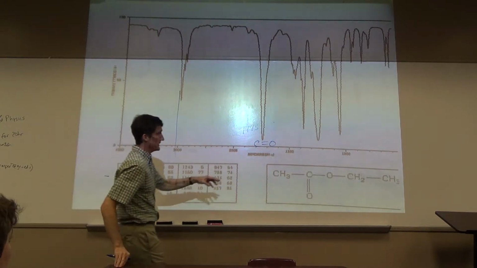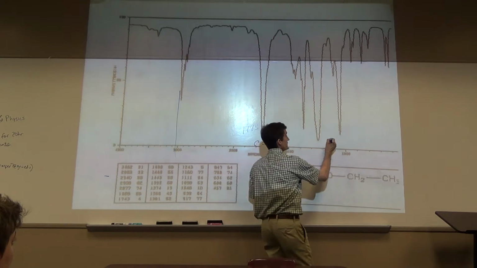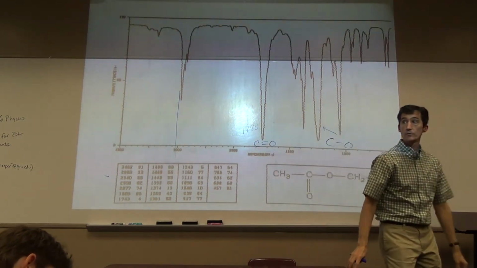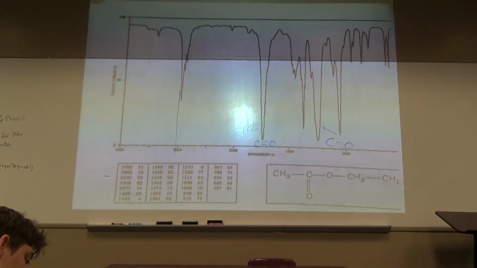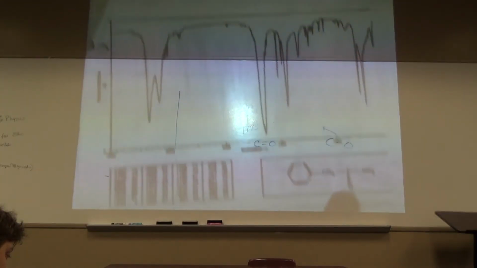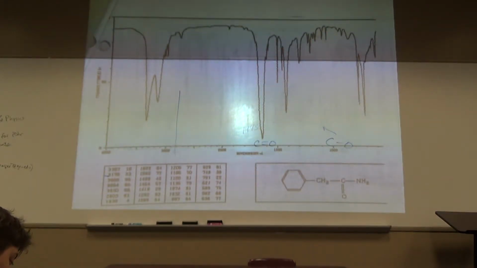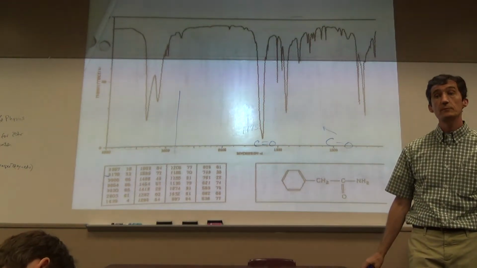What's this big peak here at about 1200? Remember I told you you can look down here sometimes? This is the CO single bond. One time you can look down there and sort of confirm ester. That's sort of your ace in the hole, your last resort. What is this here? Functional group? Amide, amide, amide. The long name would be carboxamide.